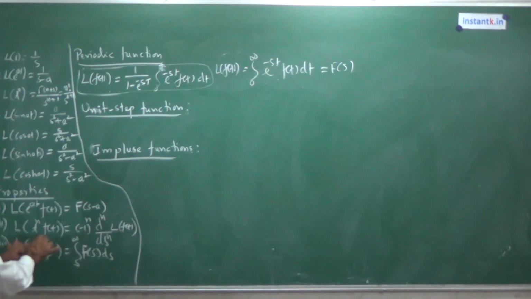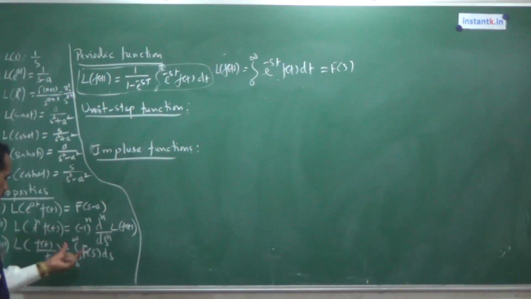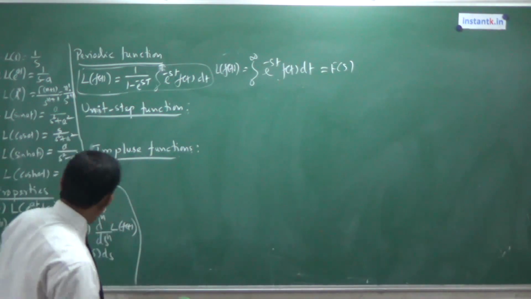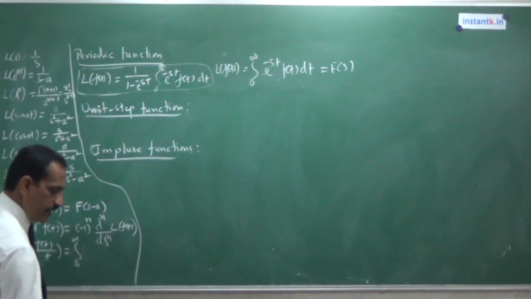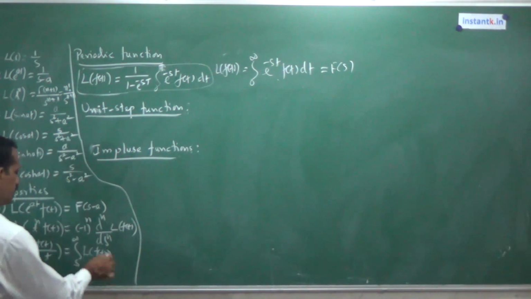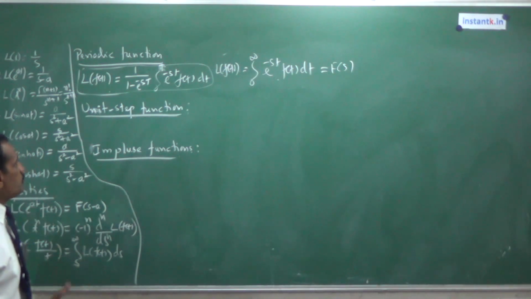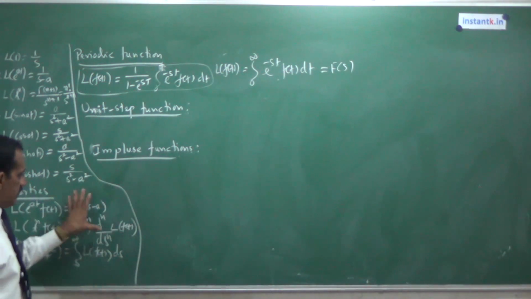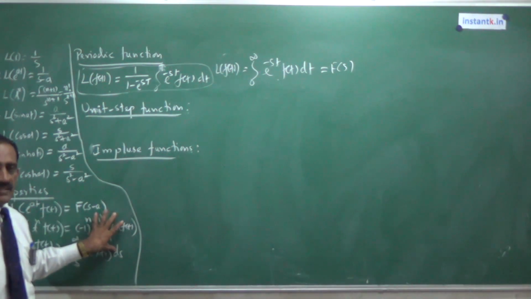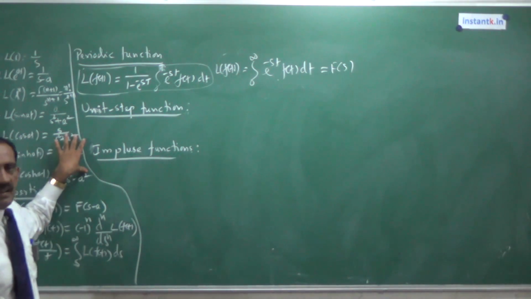Next, if it is of this type, f of t by t, how to get the Laplace transform? That means integrate the Laplace transform of f of t. What is F of s? F of s is nothing but Laplace transform of f of t. Find the Laplace transform of the numerator, and integrate with respect to s from s to infinity. So from these 3 properties, the first question will be asked, or by converting to any of the standard forms and getting its transform.